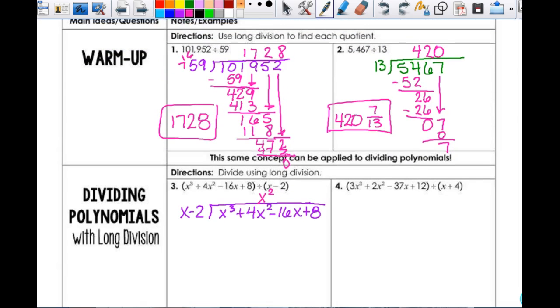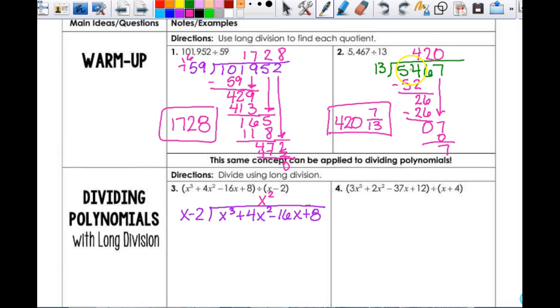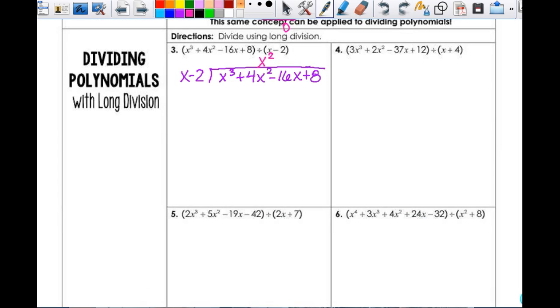So like up here, once I decided my answer was 4, right? I divided and I put a 4 up here. Then I took this 4 and I multiplied it by this and put it down here, right? So that's what I'm going to do here too. I'm going to take this x squared, I multiply it by x, and I get x cubed. Then I take x squared, multiply it by a negative 2, and I get minus 2x squared.